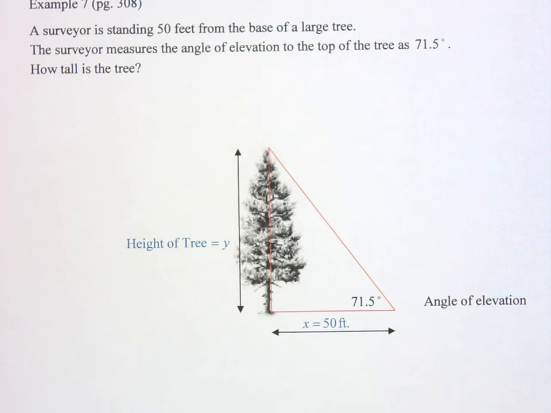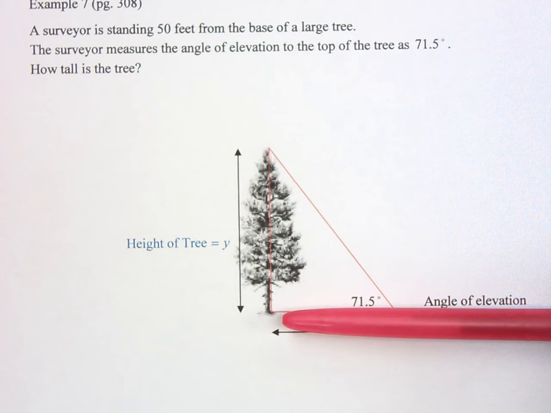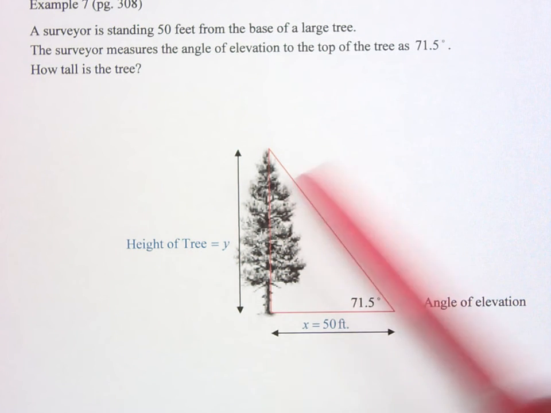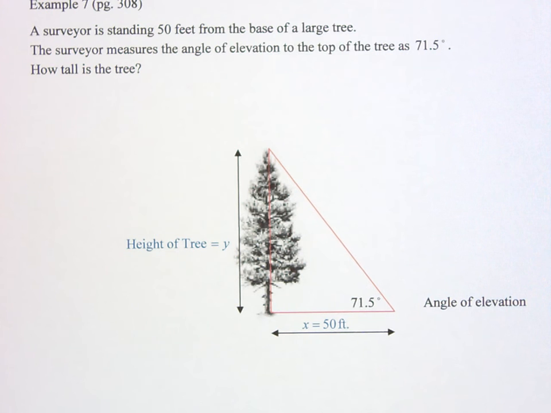Now, the angle of elevation is the angle that the surveyor has to look up. So if he's standing here and he has to look up to see the top of the tree, we call that an angle of elevation. If you look down, in some problems, it's called an angle of depression. So the question says, how tall is this tree? And we formed a right triangle here.